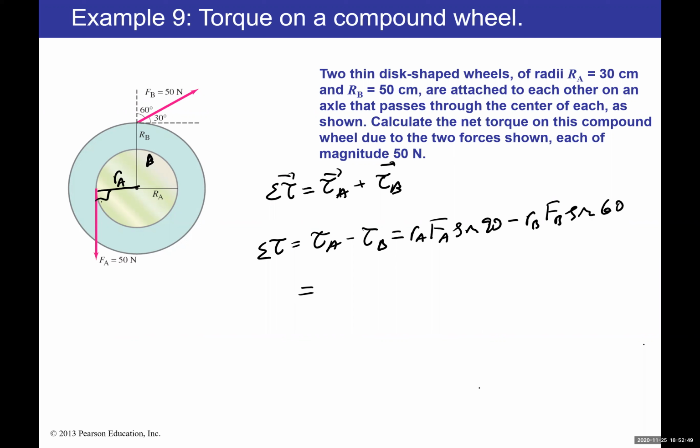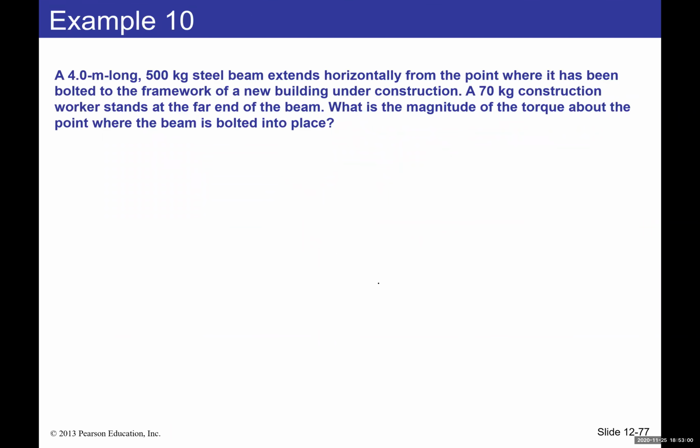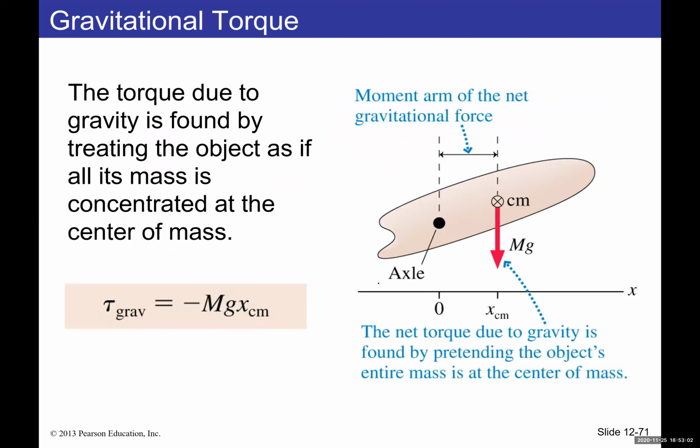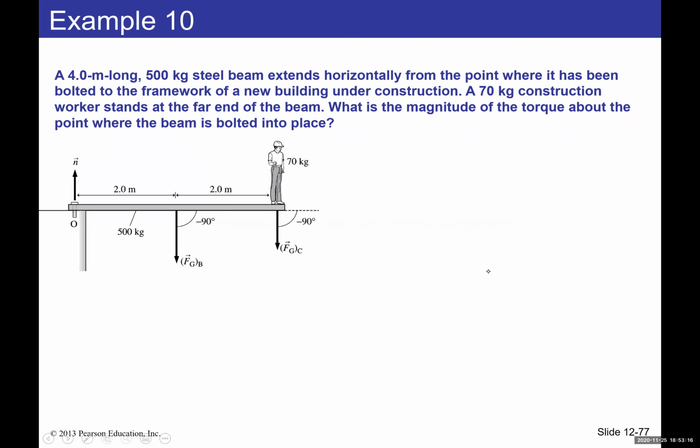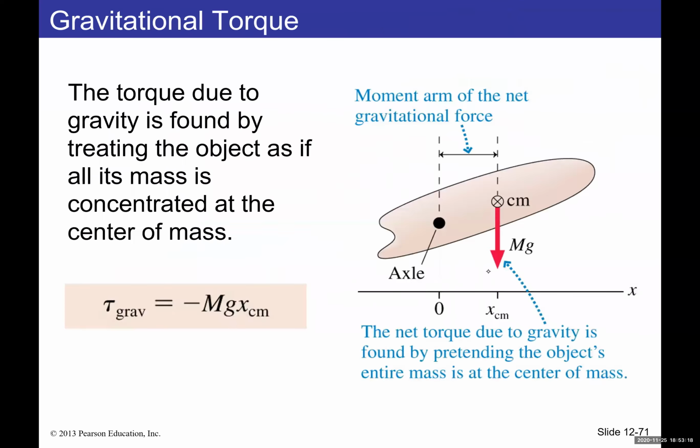So basically 0.3 meters, because you have to convert to meters, right? Then times 50 newtons minus 0.5 meters.